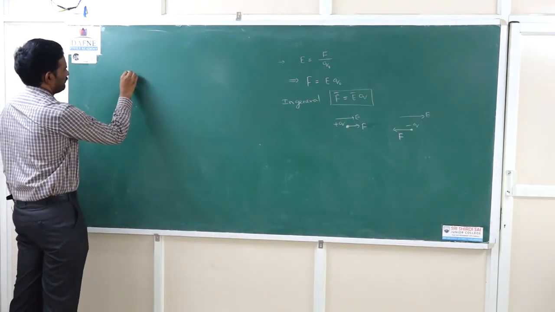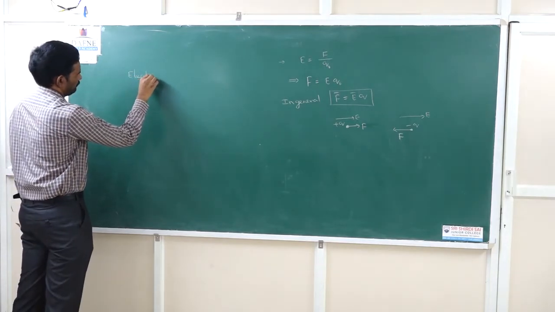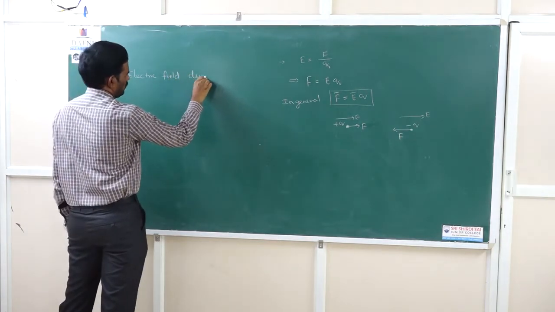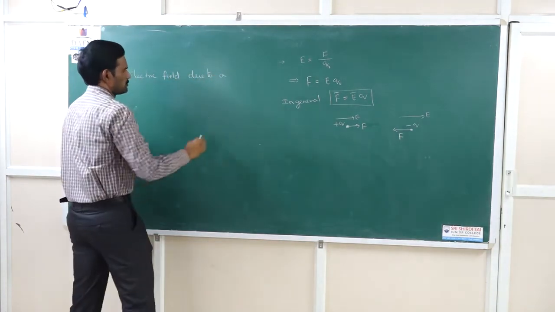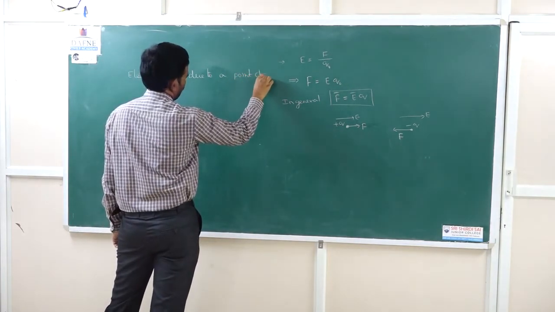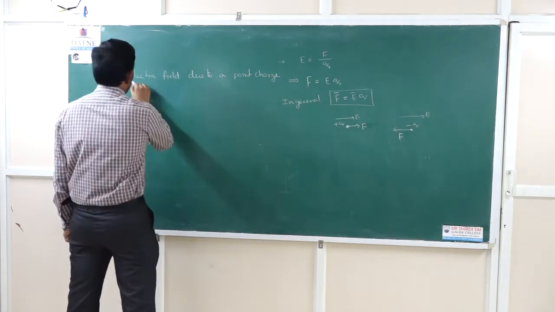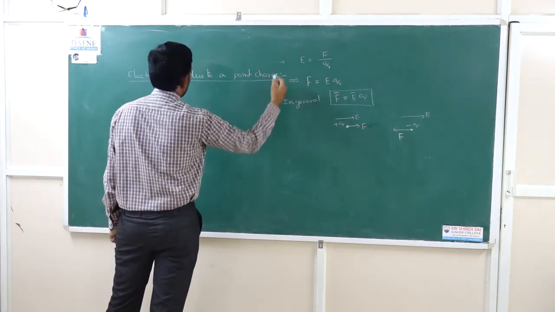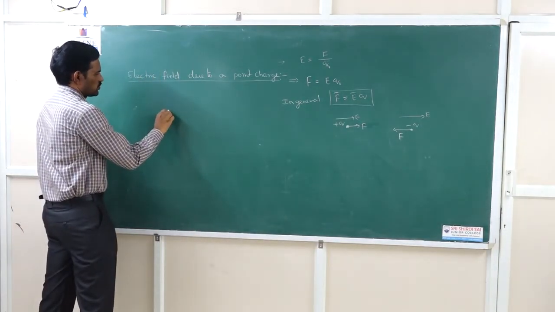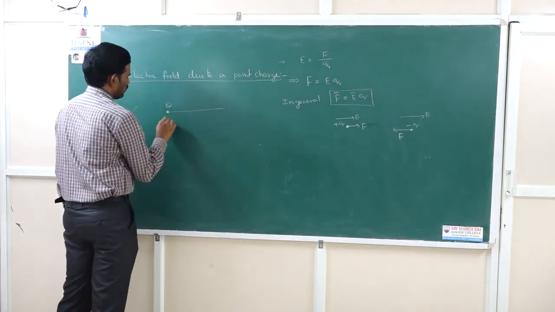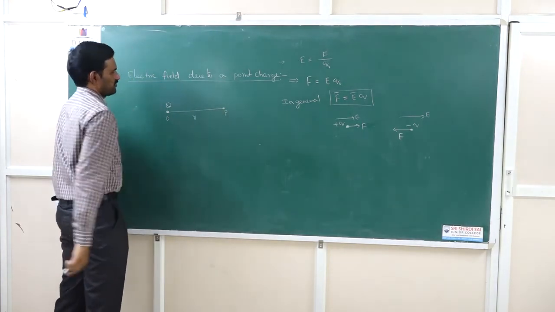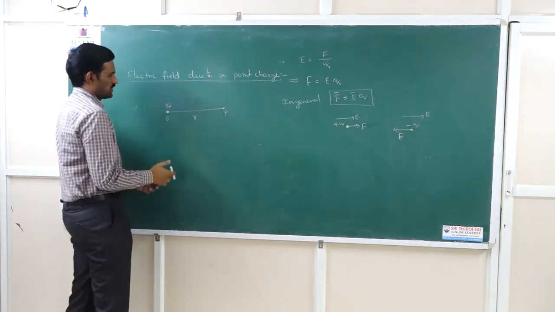And next let us see electric field due to a point charge. So consider a point charge Q, capital Q, placed at the point O, and we need to find the electric field at the point P, which is at a distance r from this. So that is our requirement here.